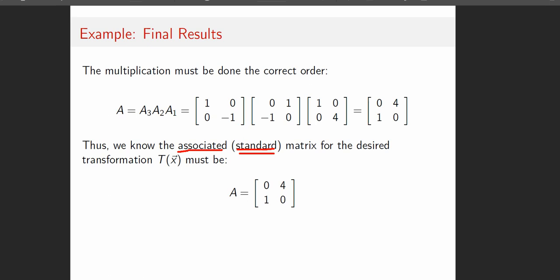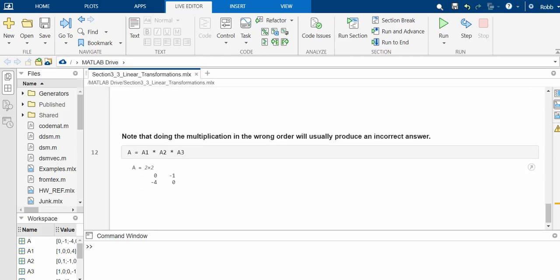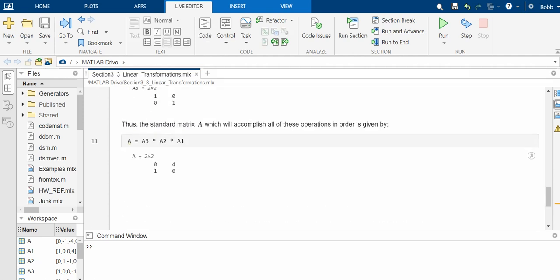But it's important to notice that this order is important. Let's do it in the reverse order. I have that set up in MATLAB. What if instead of doing A3 times A2 times A1, I start with A1 and do A2 and then A3? You can see the result already. The result is the wrong matrix. This is not the correct transformation. The correct transformation in the correct order is right here.